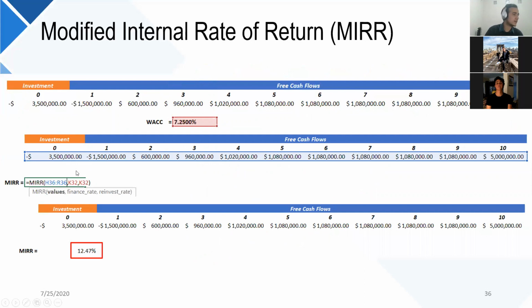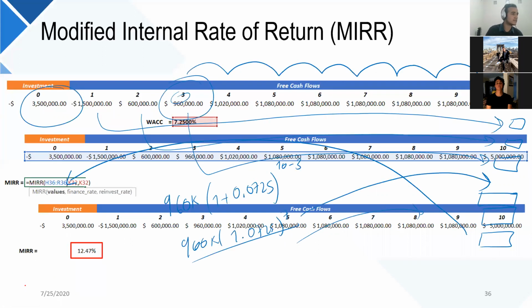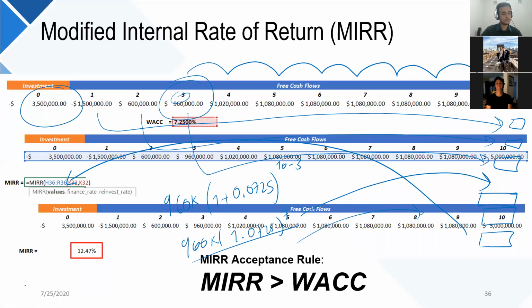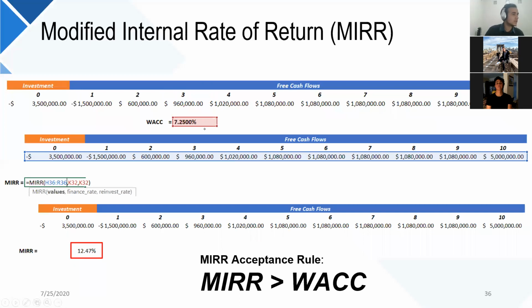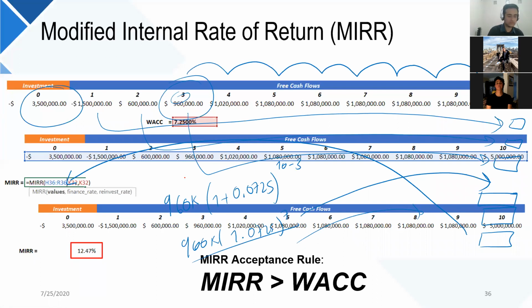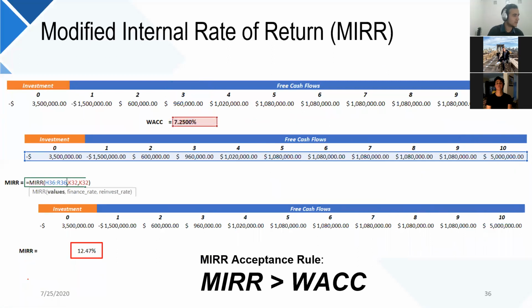And the formula is you just need to put the values inside. The formula is just take all the cash flows, including the investment. This is really similar to the internal rate of return formula. The difference here is that you are going to put the finance rate and the reinvestment rate, which is the same because it's the WACC.